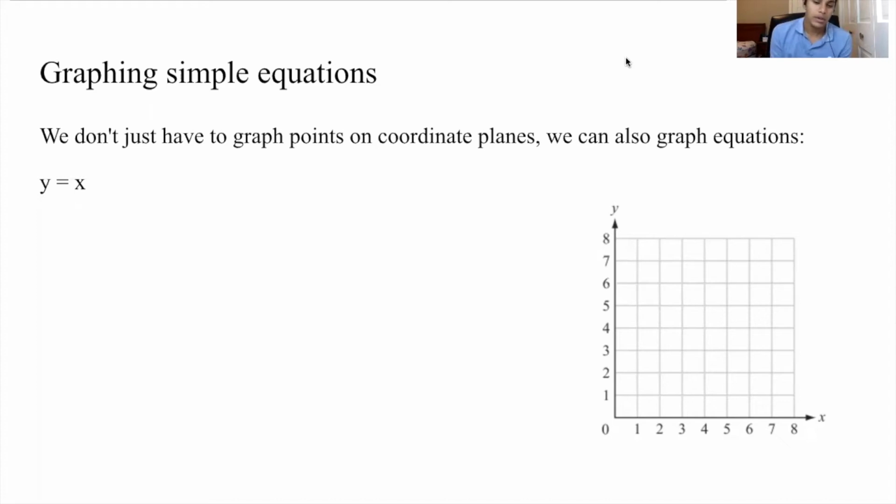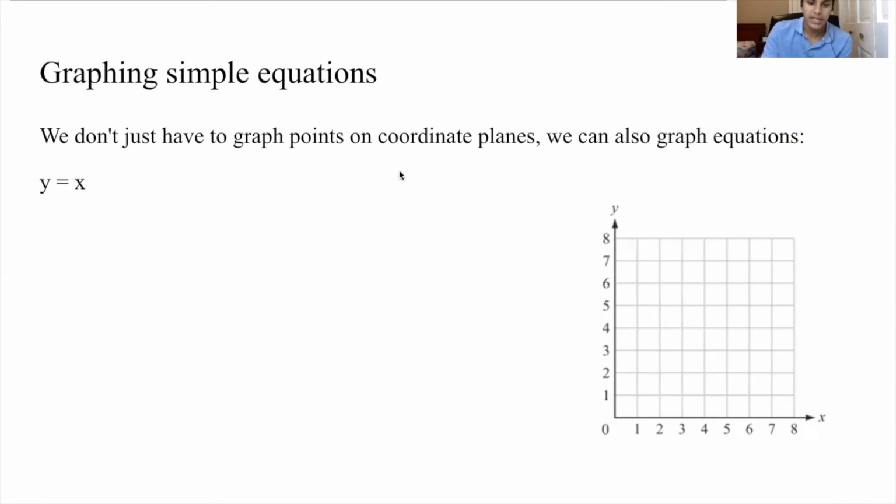We know that we can go a certain amount out and a certain amount up, which represents our x and y values. But we can also make x and y related. So here's an example of an equation that we could graph. And this might seem confusing at first, but bear with me, I promise I'll explain it. This equation is y equals x.